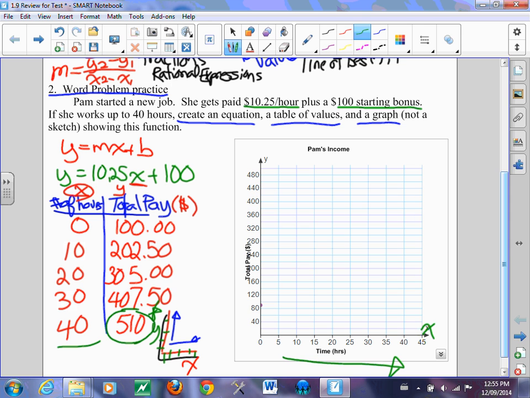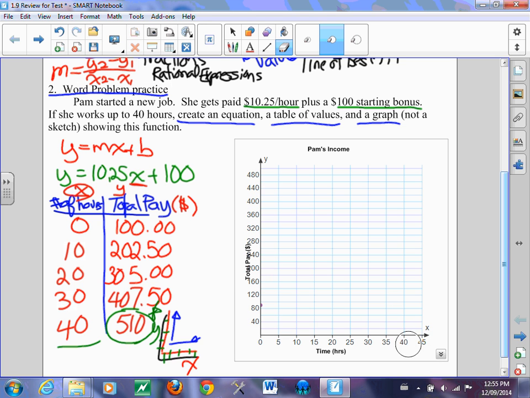Again, check your question to see if it extrapolates. It may say, predict how much she gets paid if she works 60 hours, including overtime or whatever. Then you would have to extend this even further, but it didn't say any question about that. So just be careful of that on your test.